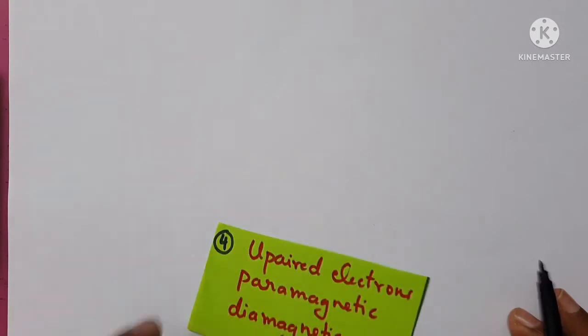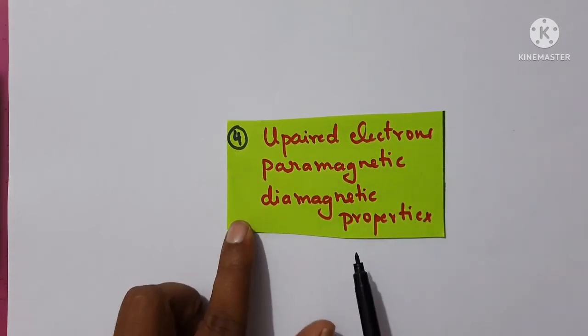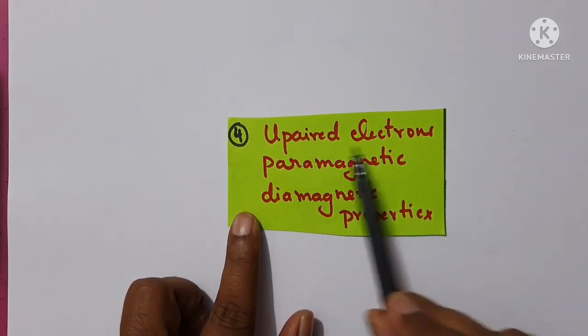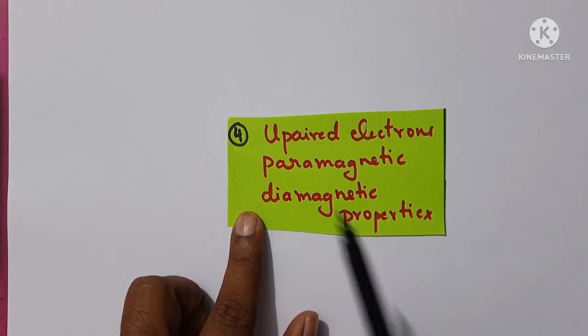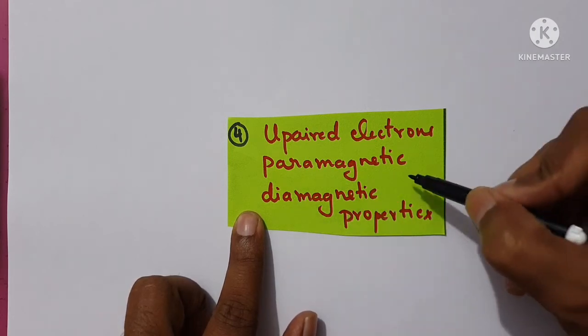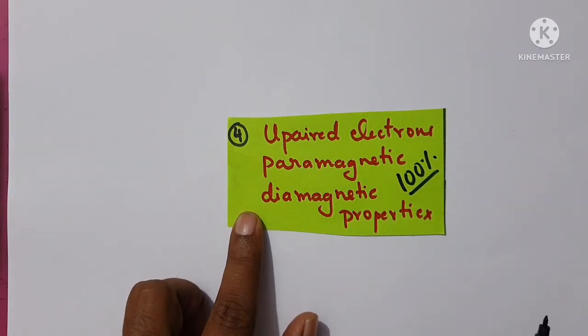The 4th question is mainly based on unpaired electrons, and the paramagnetic and diamagnetic properties. Based on unpaired electrons, there are many properties that will be given, like whether it is colored or magnetic in nature. So based on unpaired electrons, paramagnetic and diamagnetic properties, definitely you will have a 100% question. We'll go quickly for the next one.